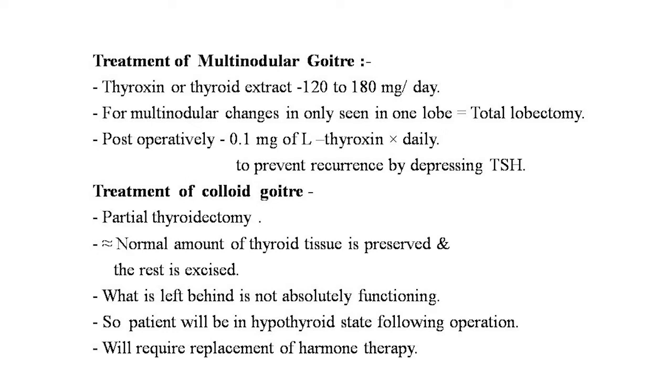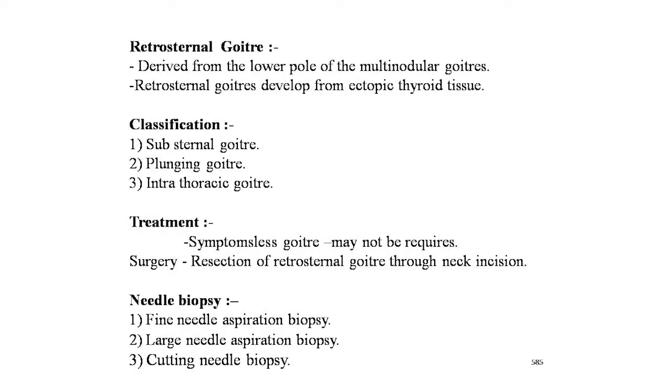Now the retrosternal goiter is mainly derived from the lower pole of multinodular goiters. Retrosternal goiter can also develop from ectopic thyroid tissue. Classifications are substernal goiter, plunging goiter and intrathoracic goiter. The treatment of the retrosternal goiter: a symptomless goiter may not require any treatment; surgery is resection of the retrosternal goiter through a neck incision. Needle biopsy should be done in this case: fine needle aspiration biopsy, large needle aspiration biopsy and cutting needle biopsy. These are the three types of needle biopsy.